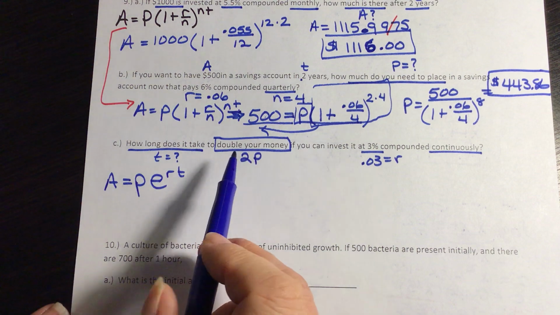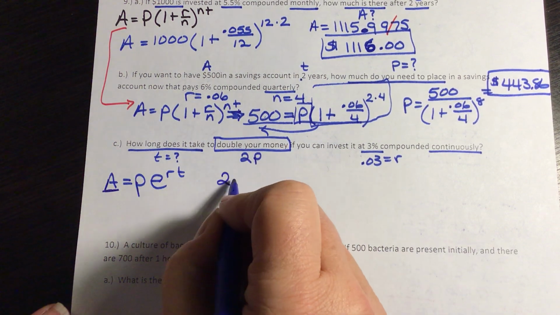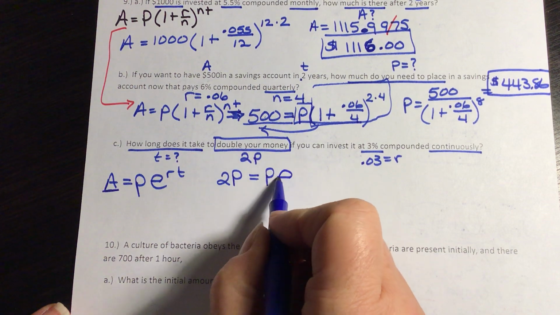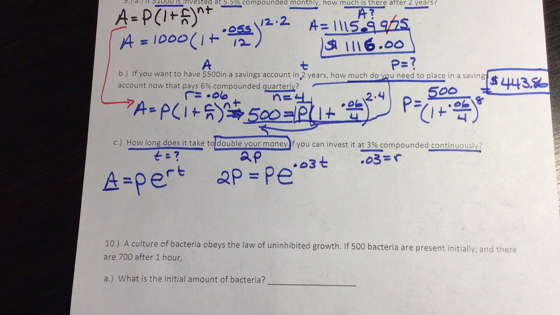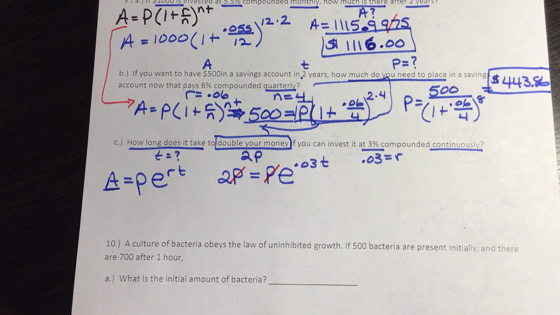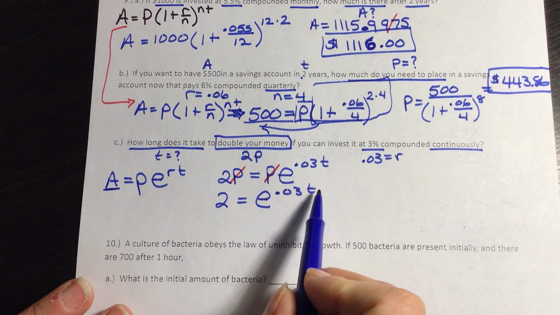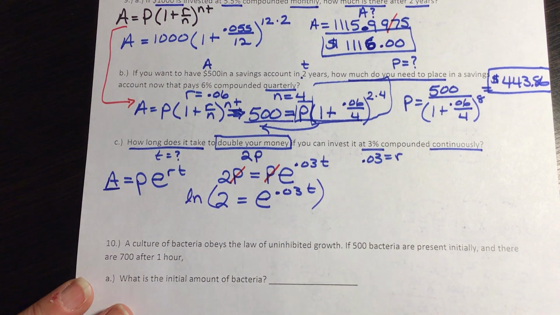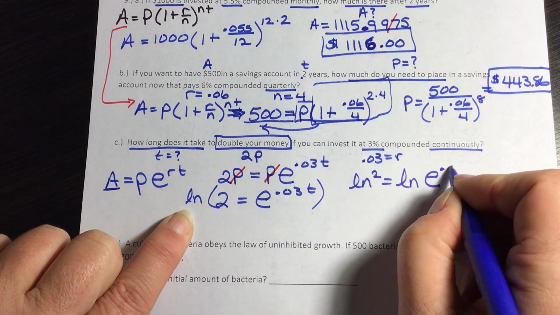So in this case, it doesn't matter how much money I start with, I'm going to end up with twice that amount. So I'm going to have 2 times whatever I start with equals P, the amount that I start with, times e to the 0.03t, and I'm finding t. Looks like we have a lot of variables here. But the P's, if I divide both sides by P, those are going to cancel out. And now I just have 2 equals e to the 0.03t. My variable now that I'm finding is the time. It's in the exponent, so I need to natural log both sides. So from this, I'll have ln 2 equals ln of e to the 0.03t.